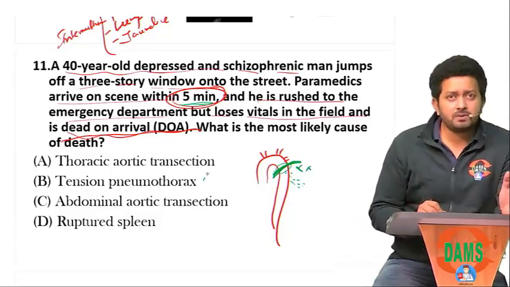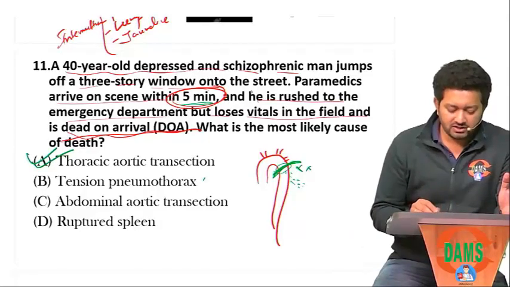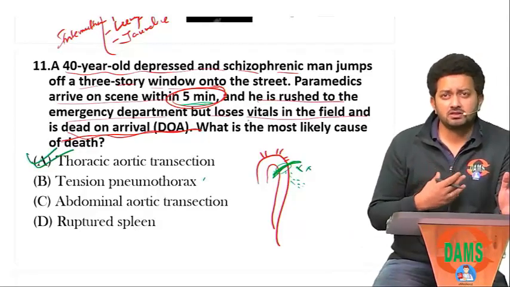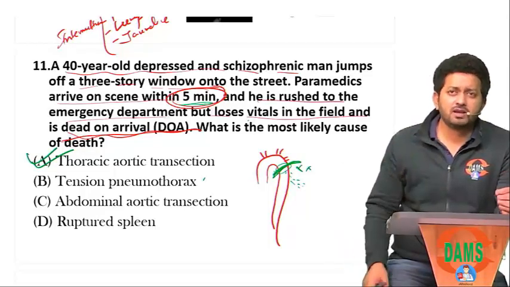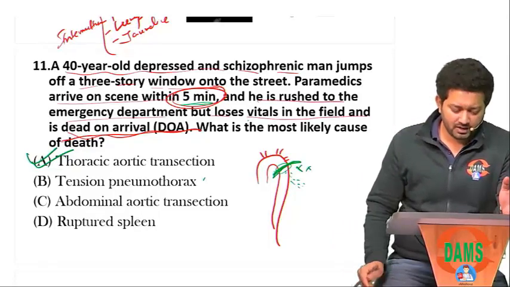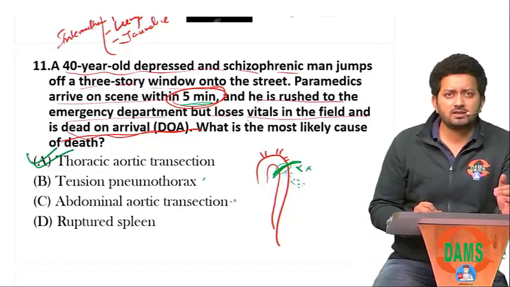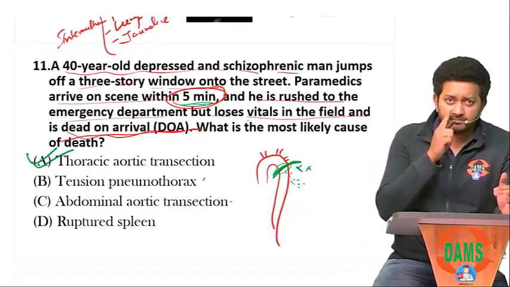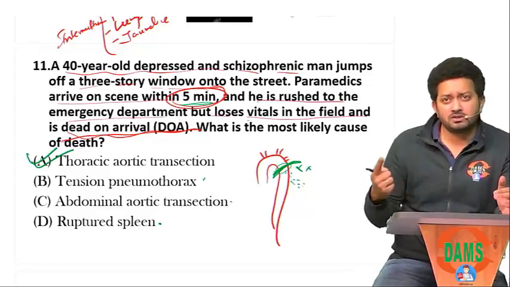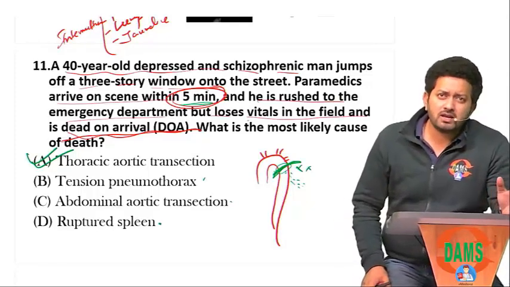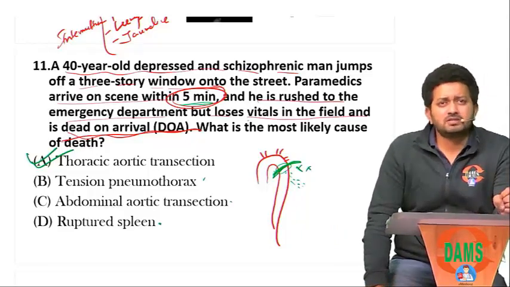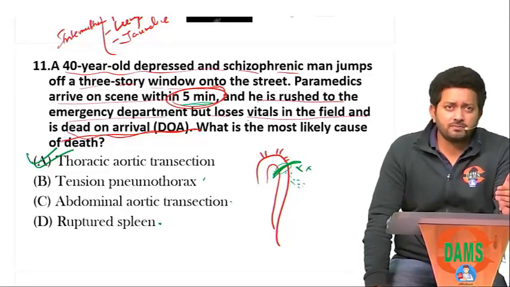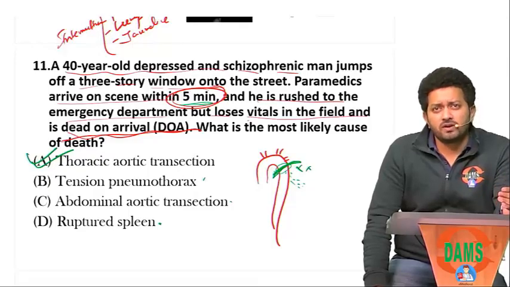Tension pneumothorax can be a possibility, but see, in the question nowhere it is written that the patient is having any breathlessness or something, and otherwise the emergency team also would have put a needle if they were suspecting tension pneumothorax. Abdominal aortic transection does not occur like this. Usually it occurs because of some penetrating trauma. Ruptured spleen could be a possibility, but in ruptured spleen the patient will not die in like 5 minutes. It will cause a hematoma, it will cause hemoperitoneum, but in most of the cases you can save the patient if it is ruptured spleen or ruptured liver. Thoracic aortic transection, unless it is partial, is almost fatal.